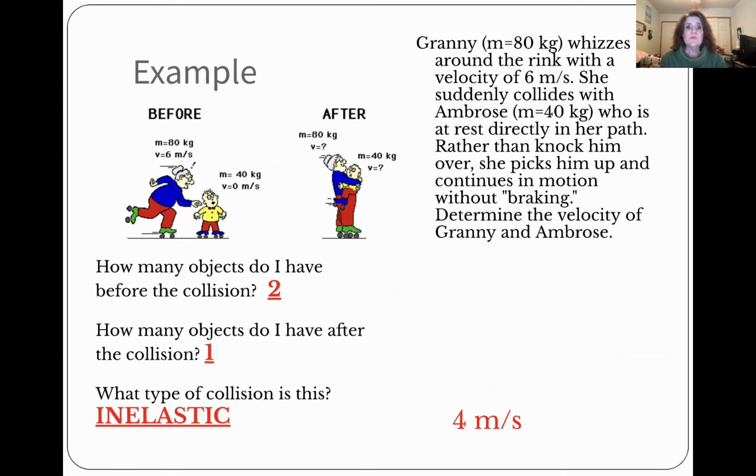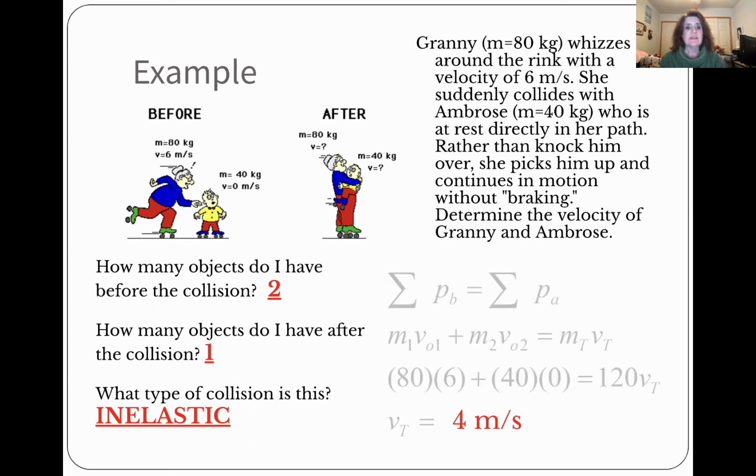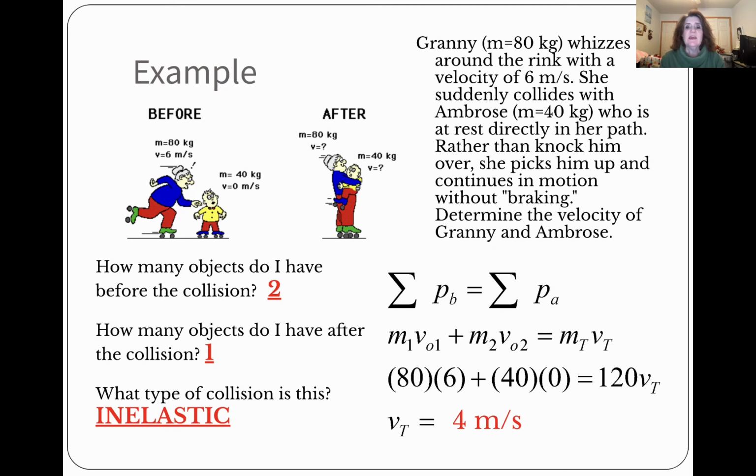In this example, you have Granny scooping up Timmy as she runs around the ice rink. There are two objects before and one object after, therefore this is an inelastic collision, and the momentums of each person before and after has to equal the total momentum, so the momentum of the system is conserved and the velocity of the two of them afterwards is 4 meters per second.